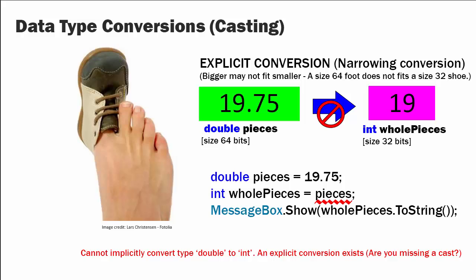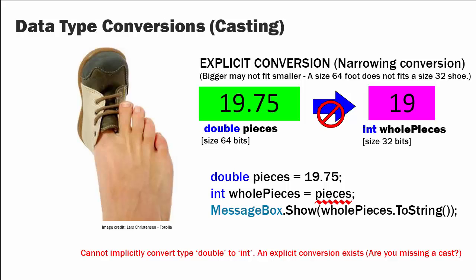The more problematic thing, though, is when we're trying to go from bigger to smaller. And a bigger foot does not necessarily fit into a smaller shoe. So an example here would be a variable called pieces of type double, which has 19.75 assigned to it. That is stored in 64 bits. We want to put that into an integer. Now the problem with the integer, first of all, is it's size 32 bits, and we have a risk of losing some data. An integer is a whole value. So it's going to truncate that 0.75.